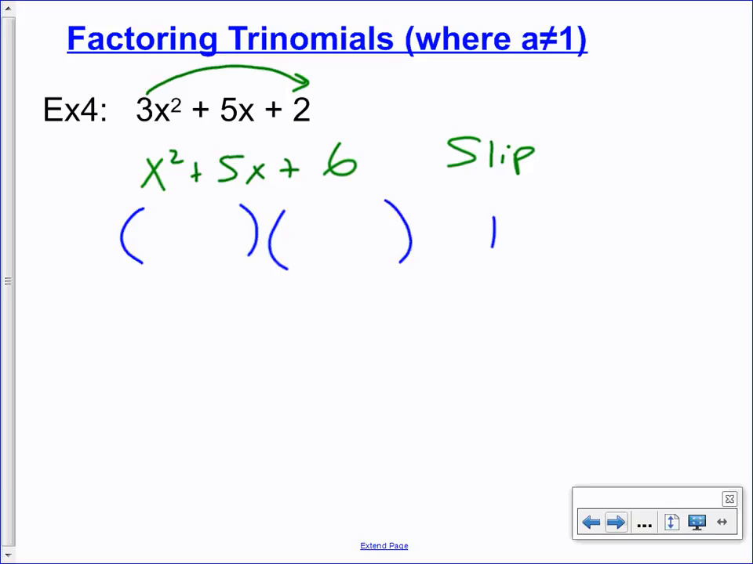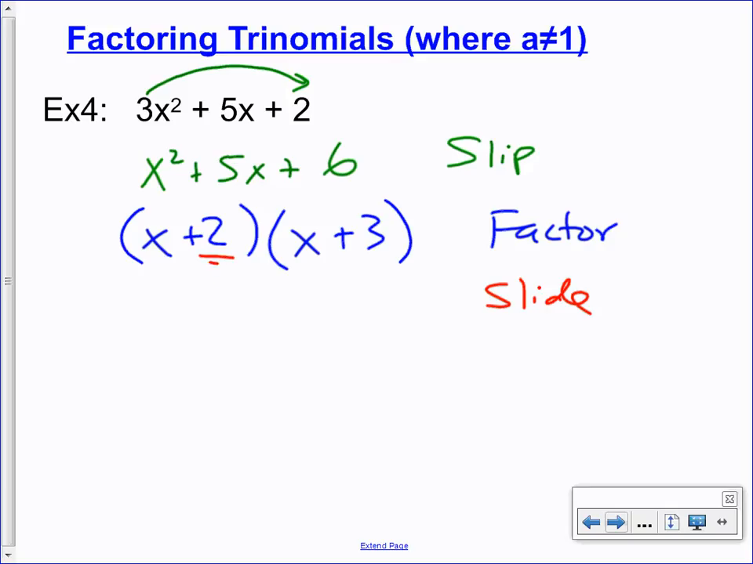Step 2, factor this puppy. Just like normal, you got x and x, multiply to 6 to get to the 5 are 3 and 2. Both positive. Plus 2, plus 3. Slip, factor, slide it out. The 3 is hidden between these two factors of 6. So divide by 3 from both of them. If it cannot be reduced or simplified, slide it to the front. So this first factor is 3x plus 2.